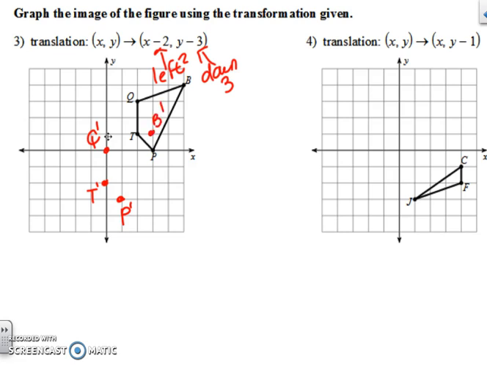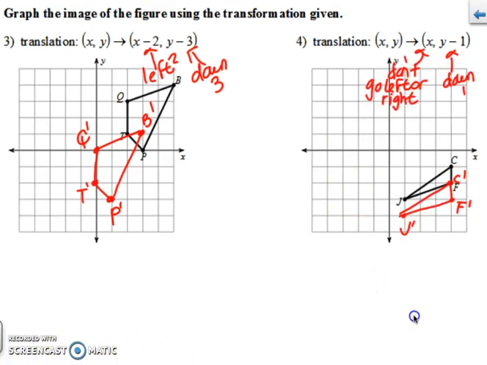Okay, now it is okay if your shape is going to overlap. But we're going to connect those points. And that looks a whole lot like the shape that I drew, except I moved it left 2 and down 3. Okay? All right, so why don't you try this number 4 on your own, press pause, and then we'll go over the answer.